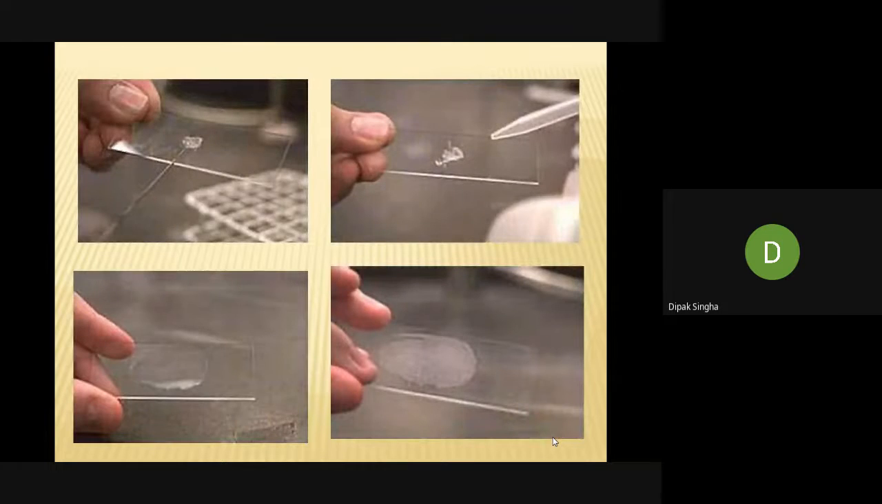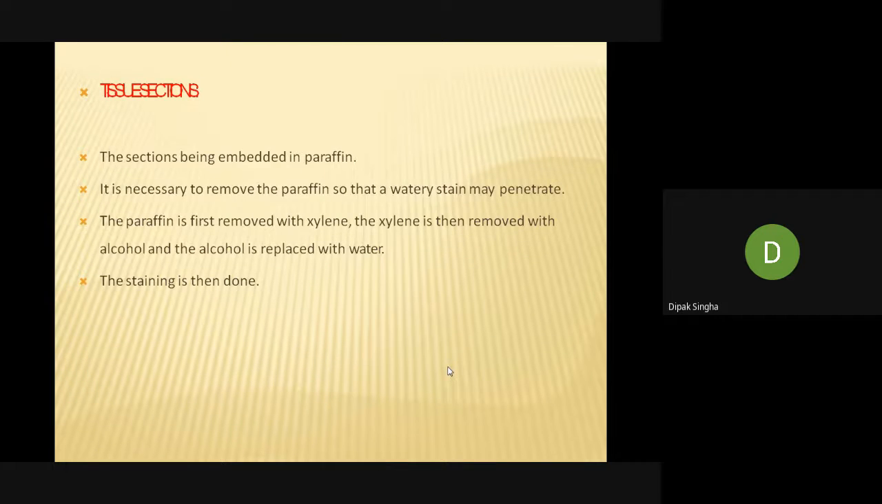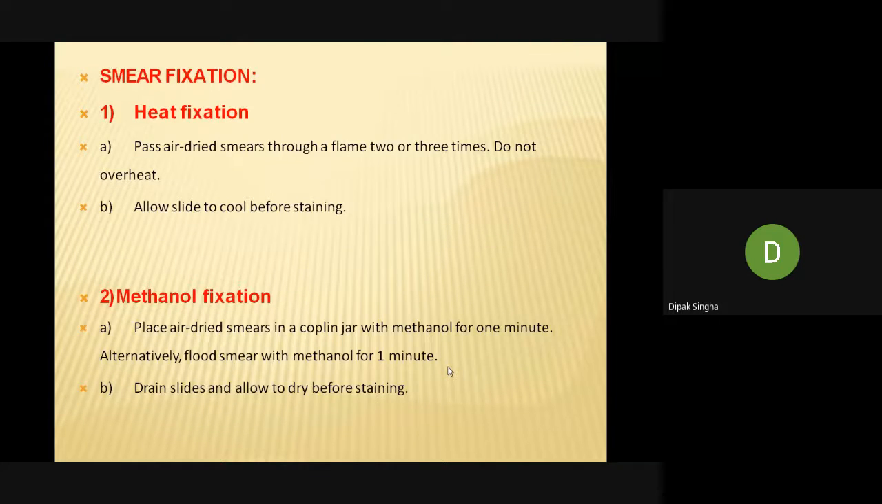Yes, you can see the procedure. Take one slide, then place one loopful of bacterial culture over the slide, then spread it with another slide, and ultimately the film will appear. Then it will be fixed by air drying or by heating. For smear fixation by heating, pass the air dried smear through the flame 2 to 3 times. Do not overheat it because it will crack, just pass it over the flame.